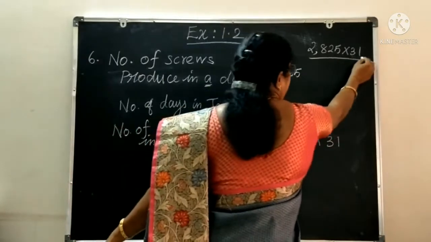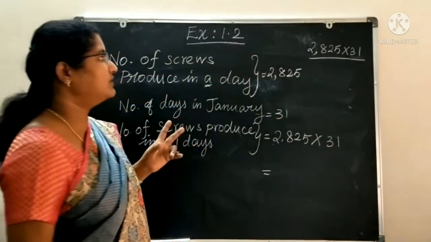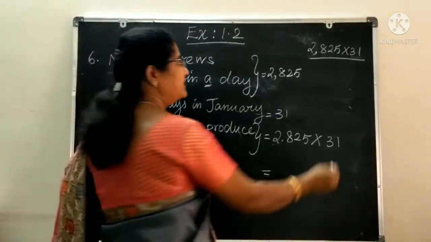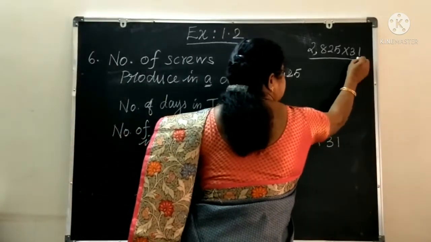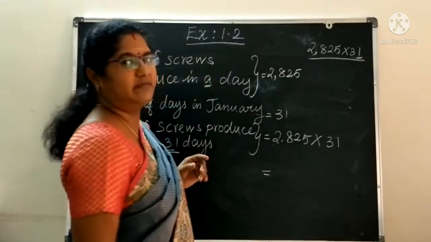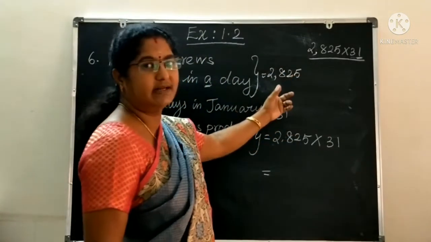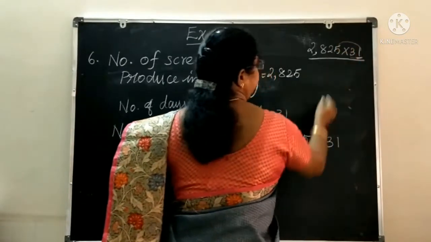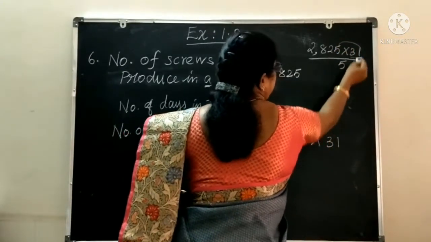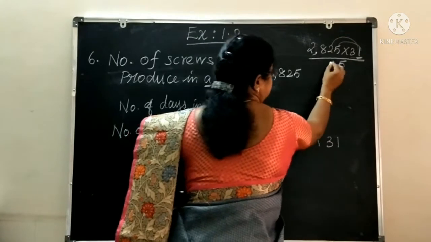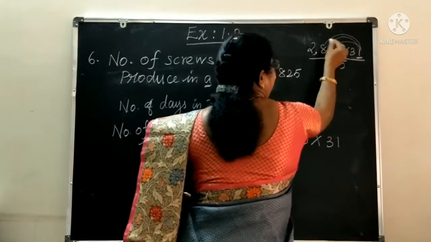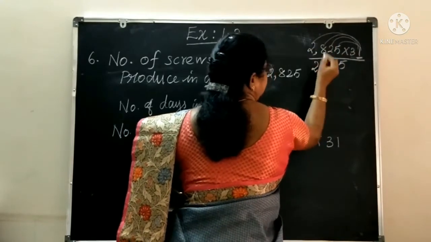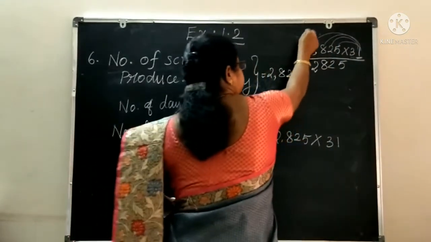Here we multiply by 2 digits. This 4-digit number is multiplied by a 2-digit number. So first we have to multiply with the ones place. First multiply the ones place with all the digits of this number. So 1 times 5 is 5, 1 times 2 is 2, 1 times 8 is 8, 1 times 2 is 2. Okay.